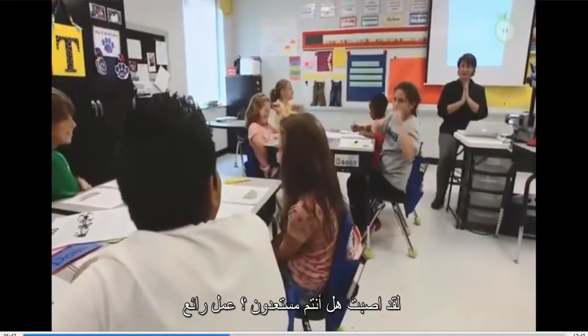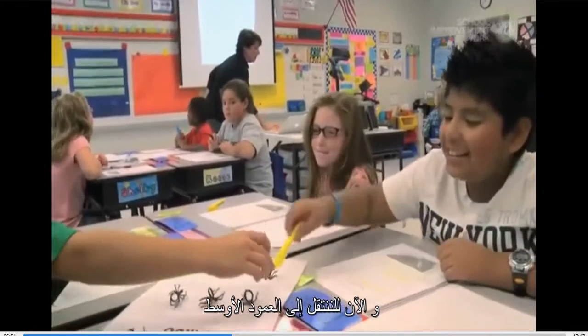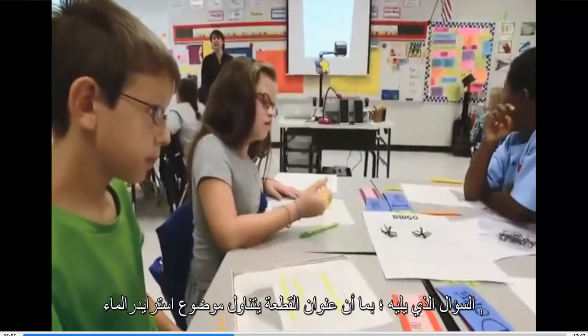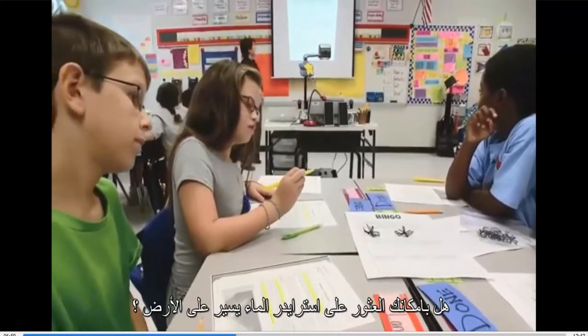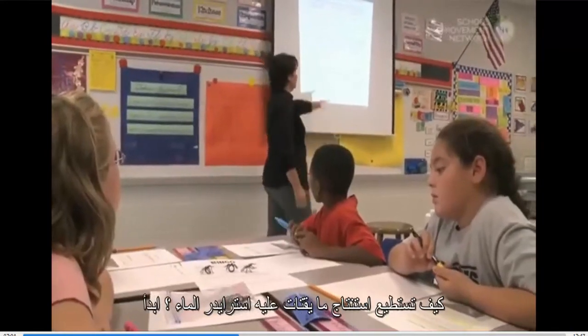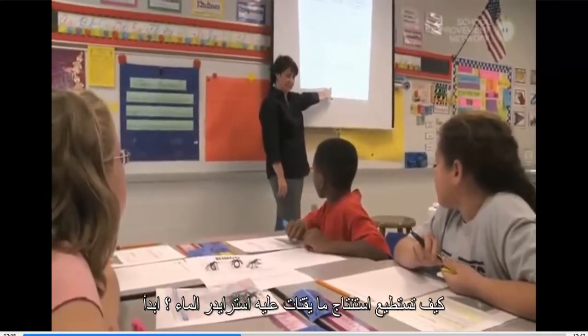Ready? Looking good. Great job. Now we are moving to the center column. The next question is, since the title of the article is Water Striders, would you find a water strider on land? Next one, how would you summarize what water striders eat?